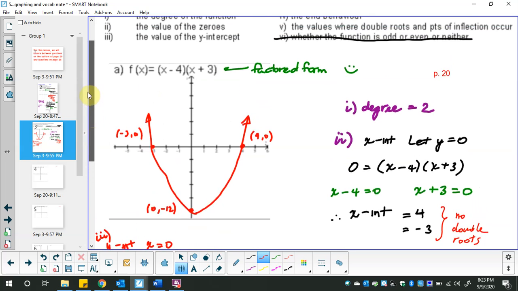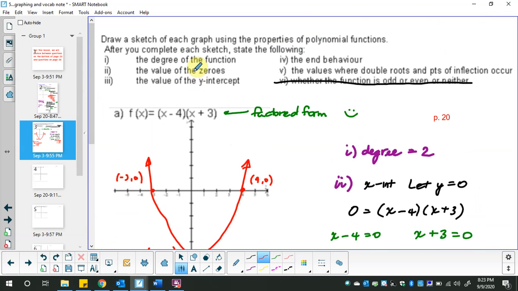Now, we have covered degree, we've covered value of zeros, we've covered x-intercept, we have not covered end behavior, we've covered with this particular question double roots and points of inflection, even though you have no idea what they look like yet. And we are not looking at whether a function is odd or even or neither quite yet. I'm going to look at the next question.